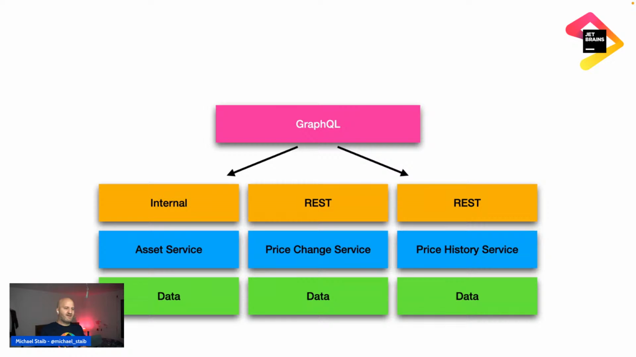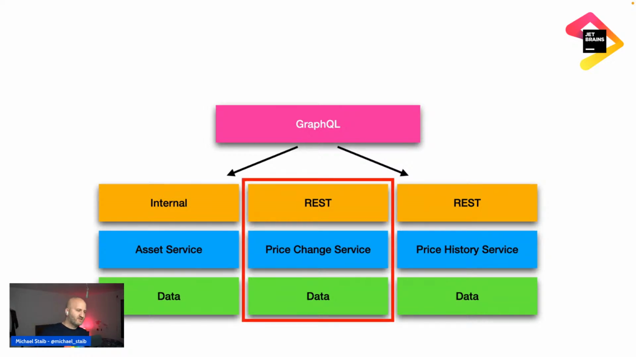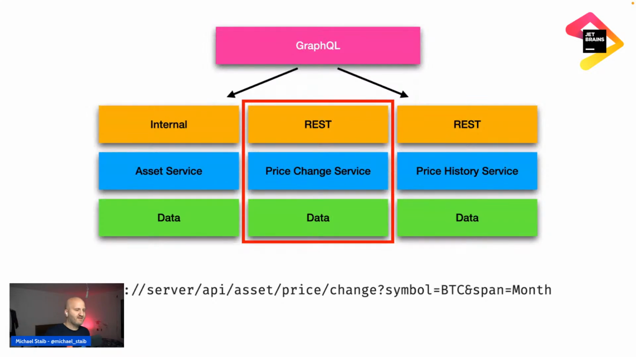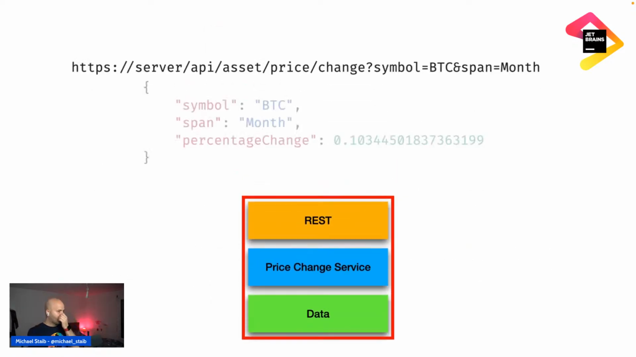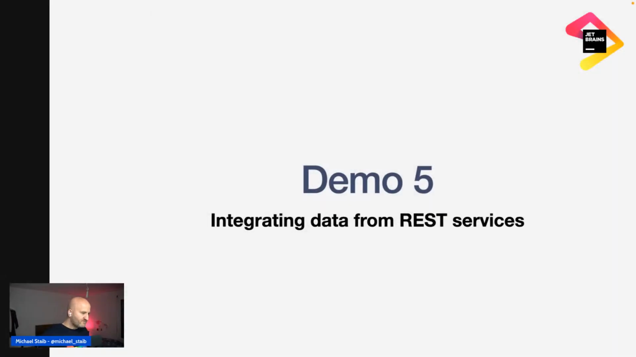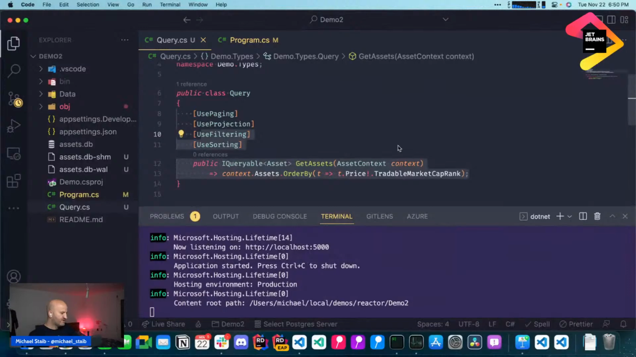Okay, so in our case, we want to also integrate into our asset service price data from a REST API. And in this case, we don't want to rewrite the REST API, and we don't want to generate any code for it. We just want to integrate it. So our REST API, this guy here, if we call it, we get a response like this. We just want the percentage change, and we want the percentage change to be merged into our API. Let's have a look at how we can do that.